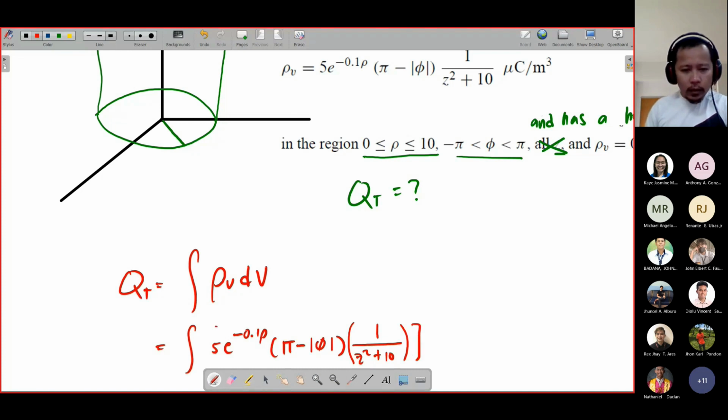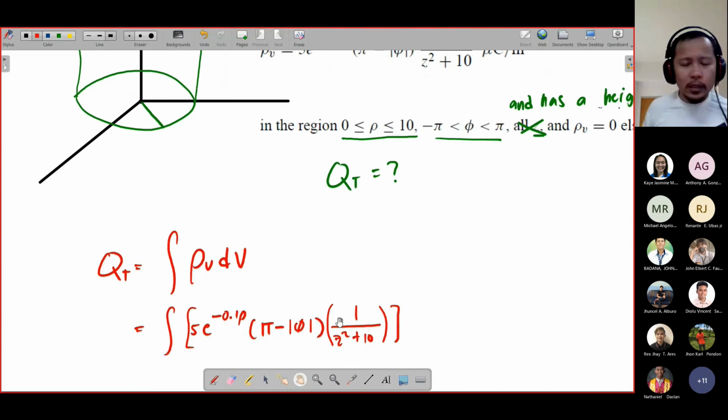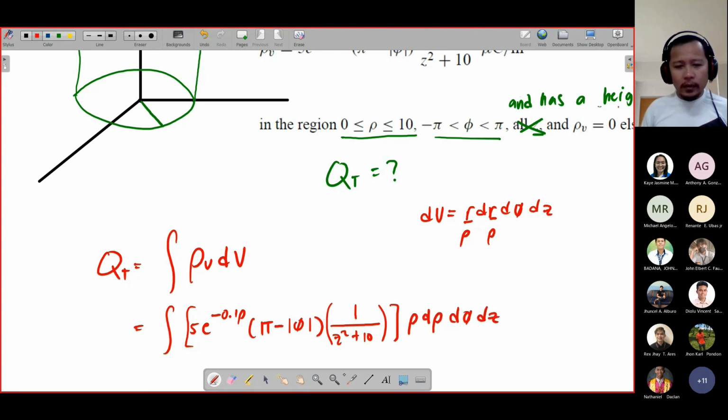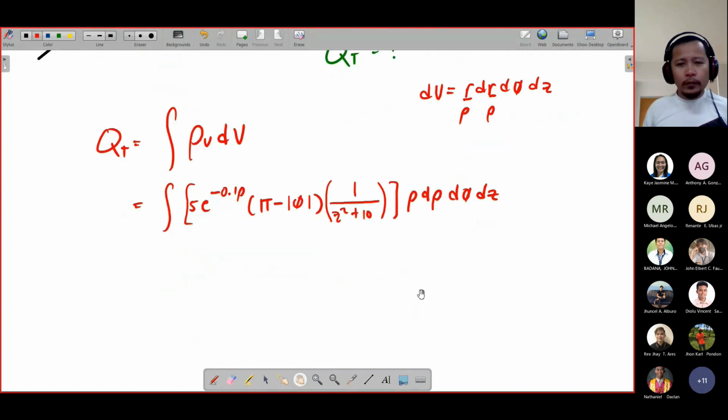Then, multiply with the differential volume in the cylindrical coordinate system. If you can recall, the differential volume in the cylindrical coordinate system is R dr d phi dz. Now, I'm going to change R into rho, our radius for the cylinder. This will be rho d rho d phi dz. Now, all we have to do is integrate.